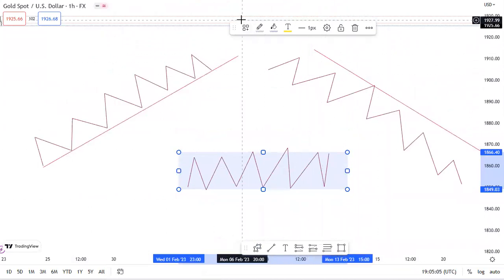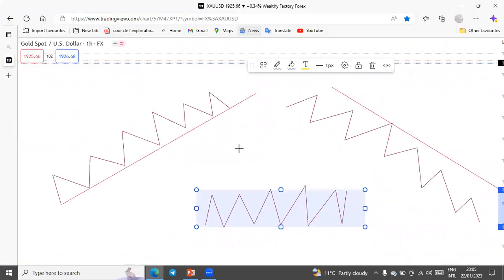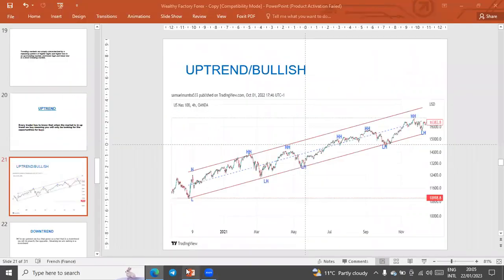So a good example is what I have here. I have something for you. So we have this one here. An uptrend looks like this. An uptrend is also called a bullish market. We have the market forming higher highs and higher lows. So the market that is going up is going to be forming this.